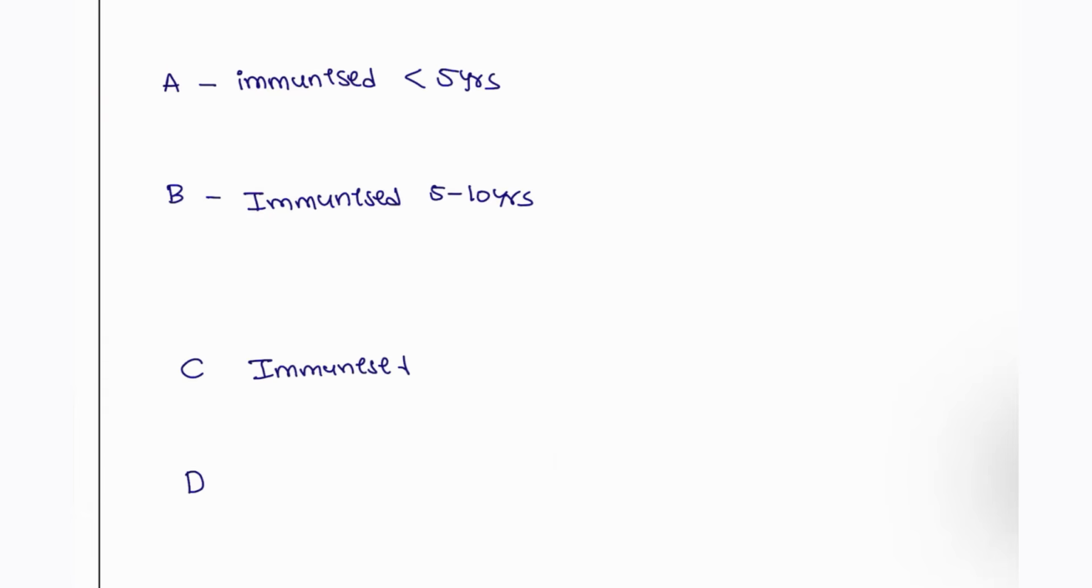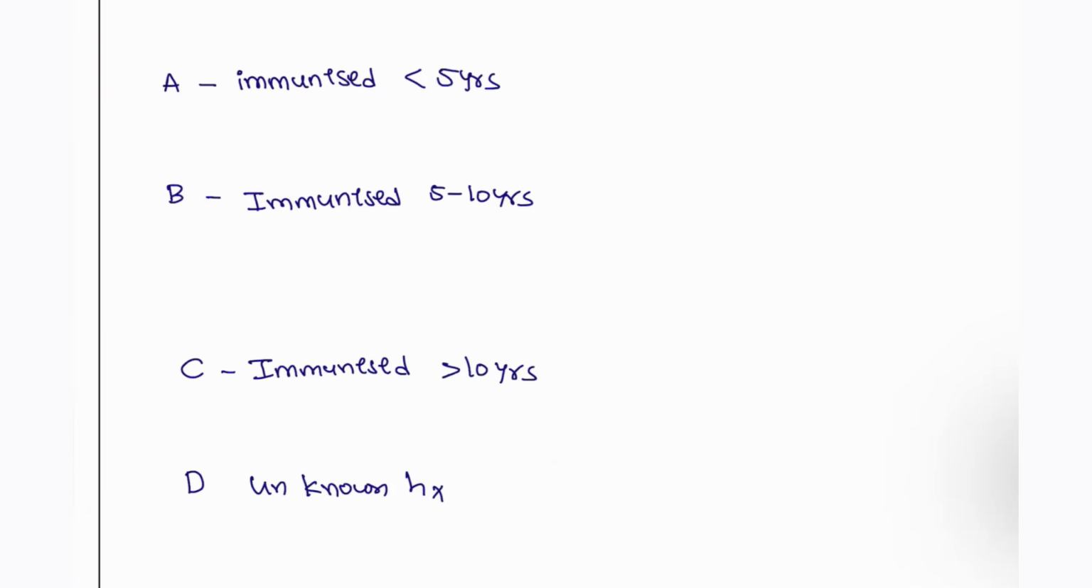Patient A is immunized to tetanus, but the history is less than 5 years. Another patient is also immunized, but his history is 5 to 10 years. Okay, and this patient is immunized, but his history is more than 10 years. And here, unknown history: the immunization history is unknown for this patient.